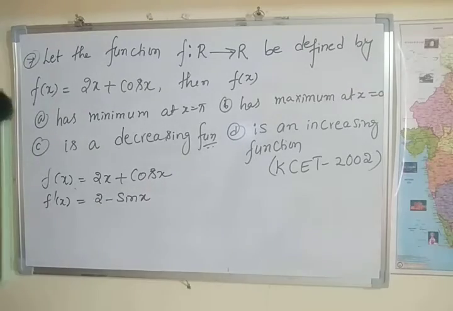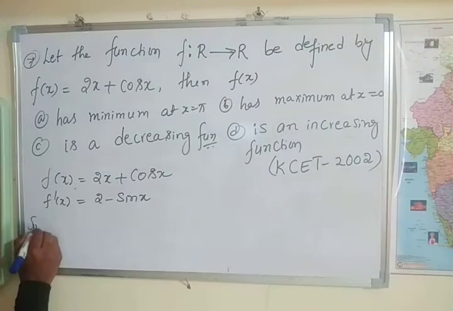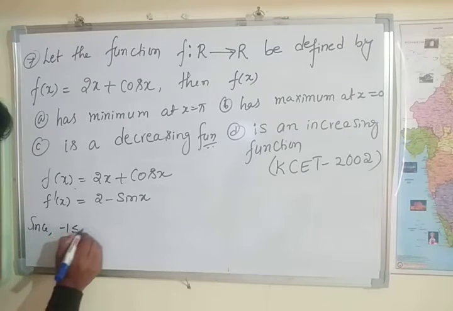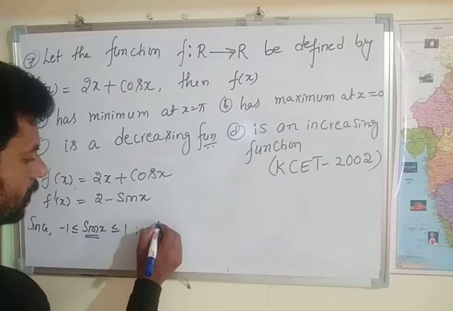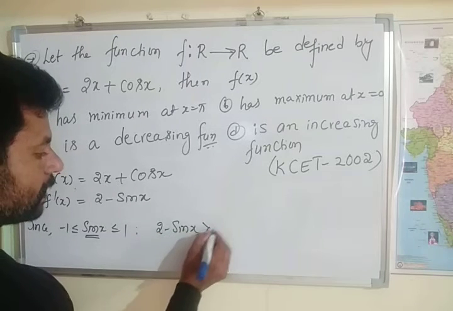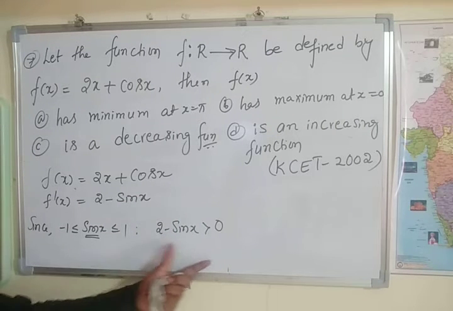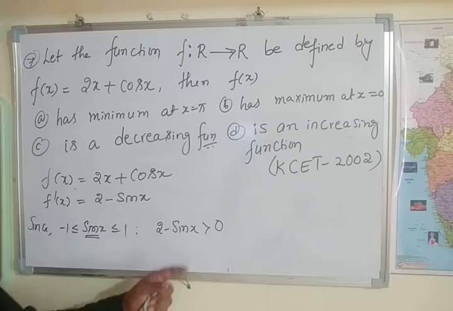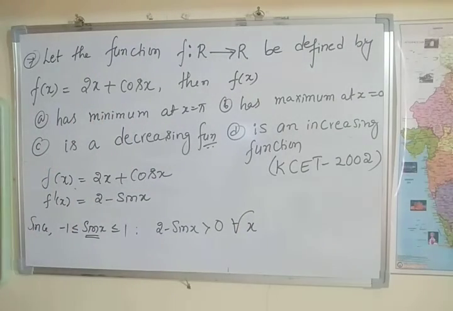See, we know the range of sin x is minus 1 to 1. Since minus 1 is less than or equal to sin x, which is less than or equal to 1, in between minus 1 and 1. Now here this result gives 2 minus sin x is greater than 0. You substitute any value between minus 1 and 1, and for all x, this result is greater than 0.